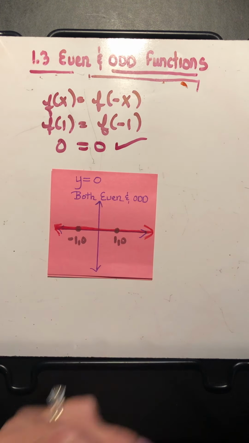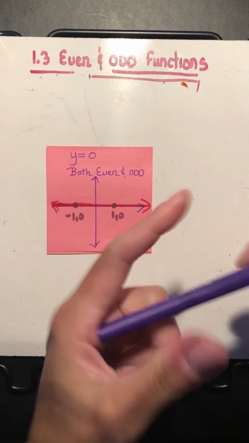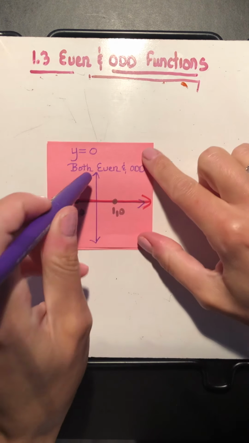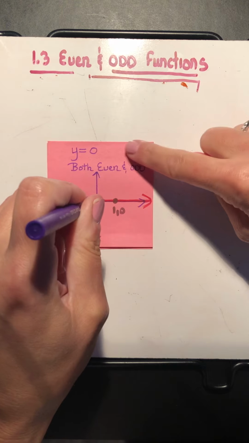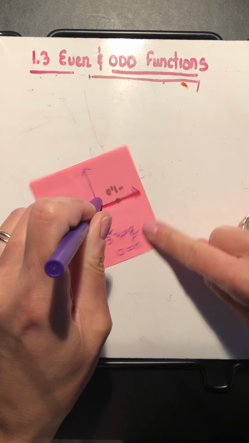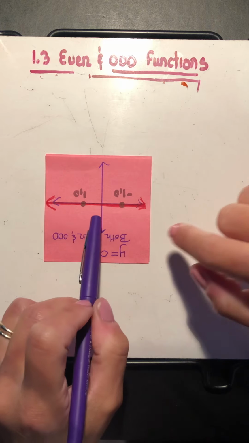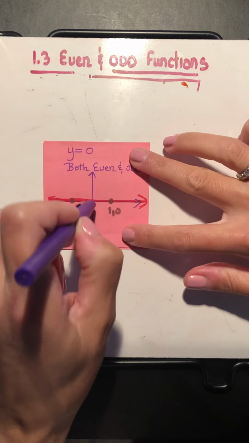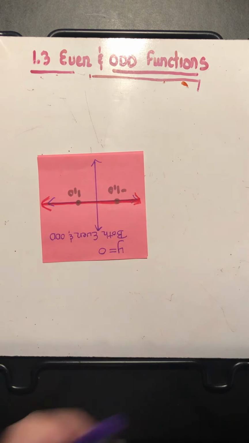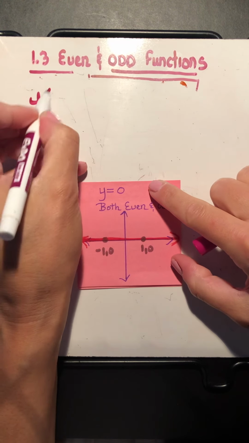Now, is it an odd function? Okay, let's check. Remember, to determine if it's an odd function, it has to have 180-degree rotational symmetry about the origin. So let me just pin this to the origin, and we're going to rotate it 180 degrees. So 90, 180, and it looks exactly the same as when I started. That has 180-degree rotational symmetry. I'll do it one more time.